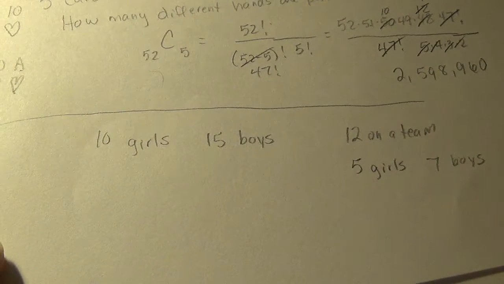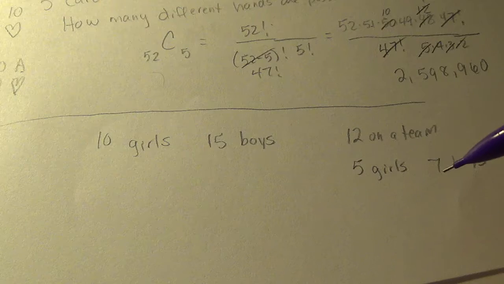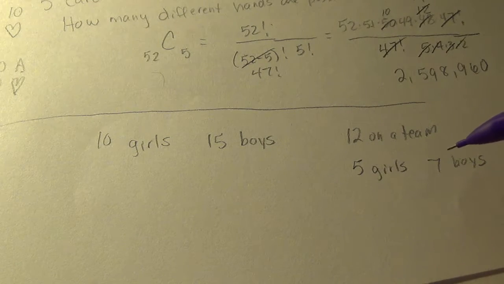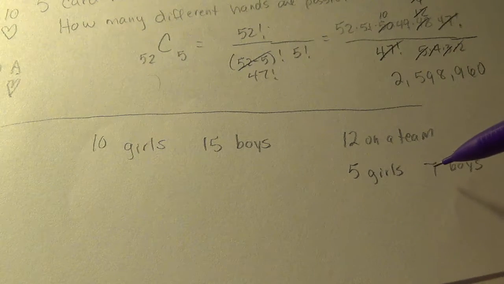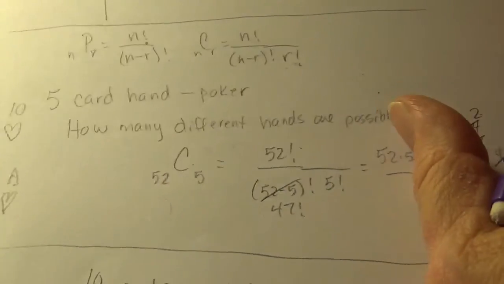Alright, in order to figure that one out, we have to know if we're looking at a combination or a permutation. So, if I have girl 1, girl 2, girl 3, girl 4, girl 5, and I have boy 1, 2, 3, 4, 5, 6, and 7, does it really matter what order they're in? It does not. It's the same team no matter what order they're in. So once again, order doesn't matter, so we have a combination.